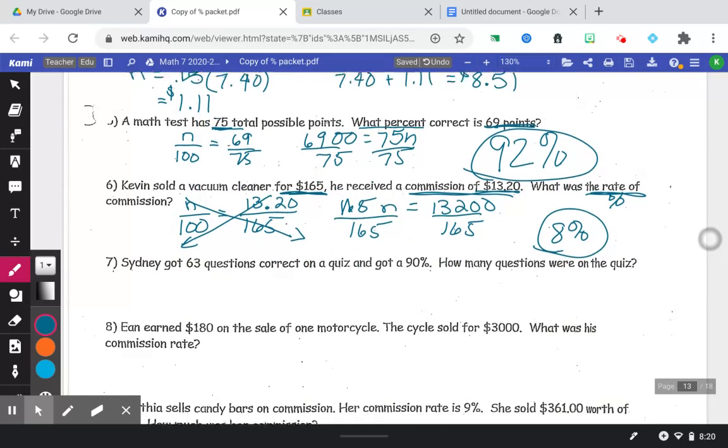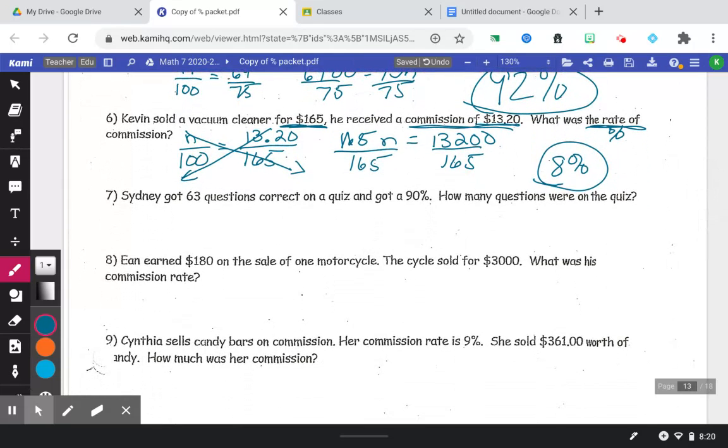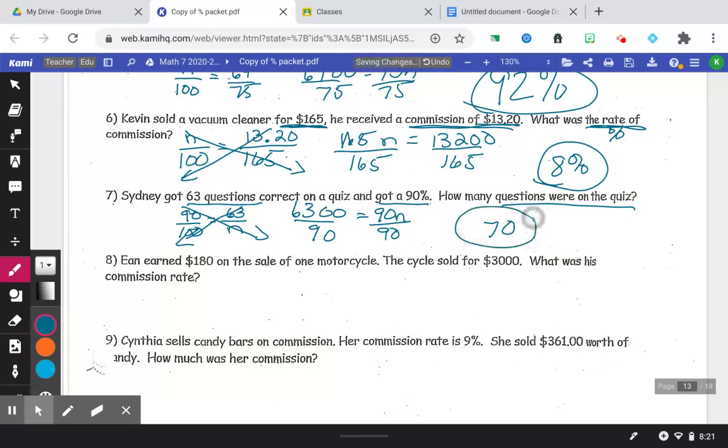Okay. All right, number 7. Sydney got 63 questions correct on a quiz, and she earned a 90%. How many questions were on the quiz? Okay, so we know our percentage. And the 63 were the questions she had correct. So that's the part that she answered correctly. We are looking for the total questions on the quiz. Okay, so now we can do our cross products. Divide both sides by 90. And there were 70 questions on the quiz.